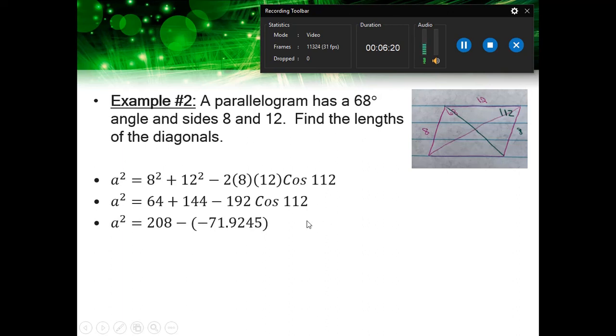Here's where I'm going to tell you to be very careful. This is minus 192, but when you type in cosine of 112, that value is also negative. So it's minus a negative, which is adding. Don't drop a sign. And now I'm going to square root. And my missing diagonal in green is about 16.7.